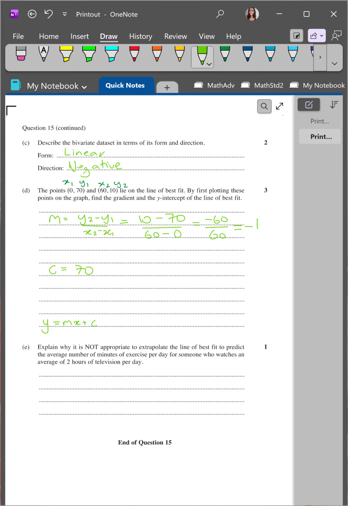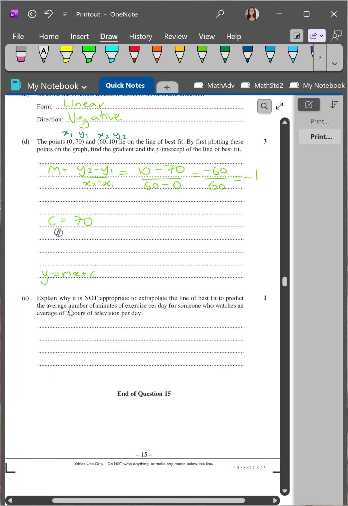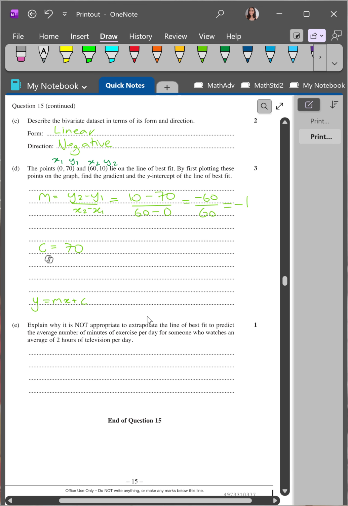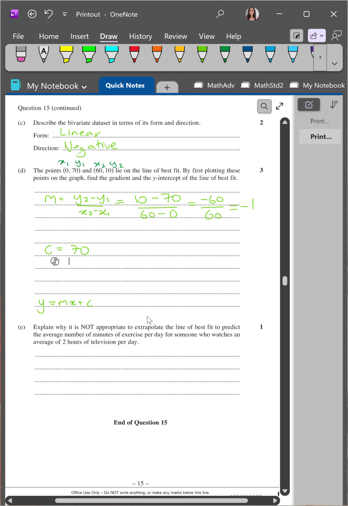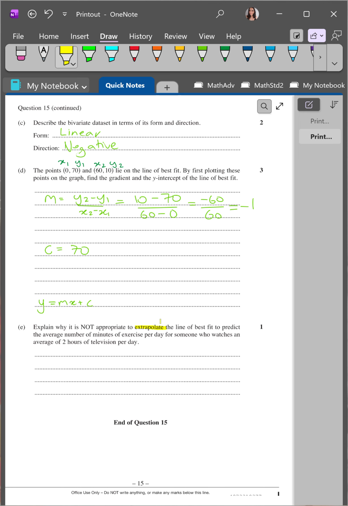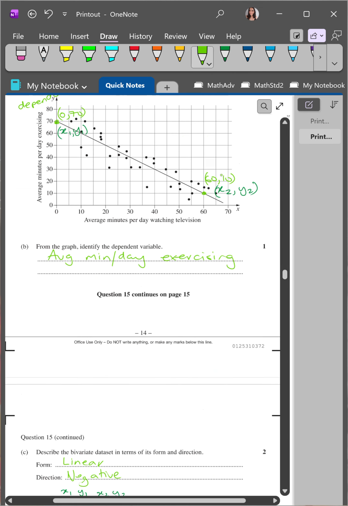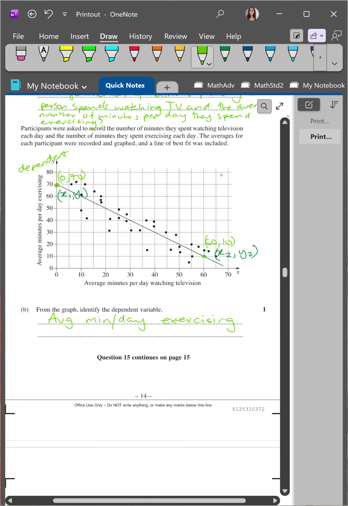And then finally, we have part E. It says, explain why it is not appropriate to extrapolate the line of best fit to predict the average number of minutes of exercise per day for somebody who watches an average of 2 hours of television per day. So this word extrapolate, I'm going to highlight it. There's an opposite of this, and the opposite is called interpolate. So I'm going to explain what extrapolate and interpolate are.